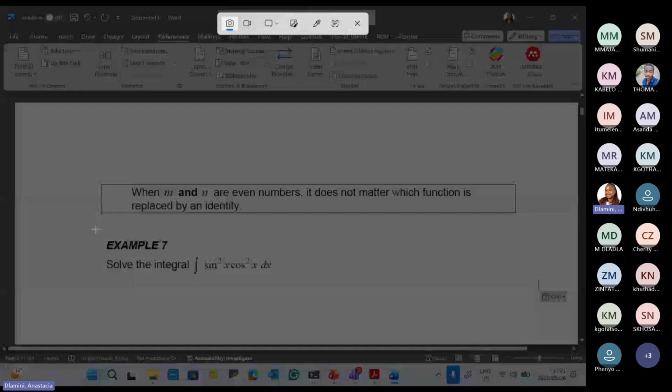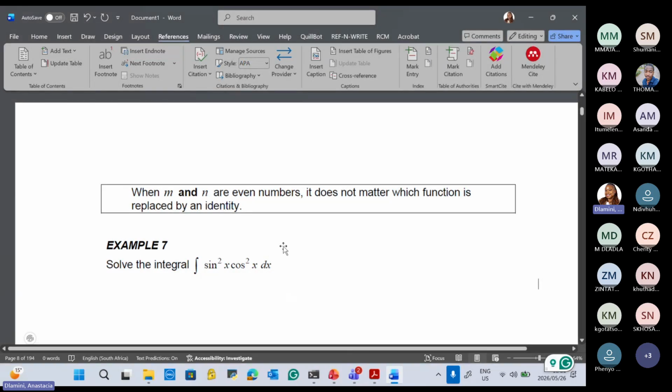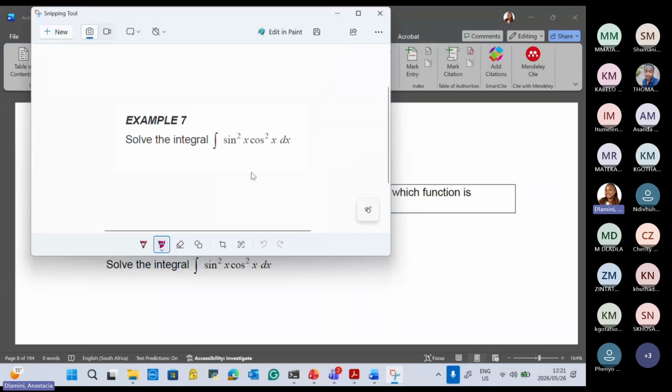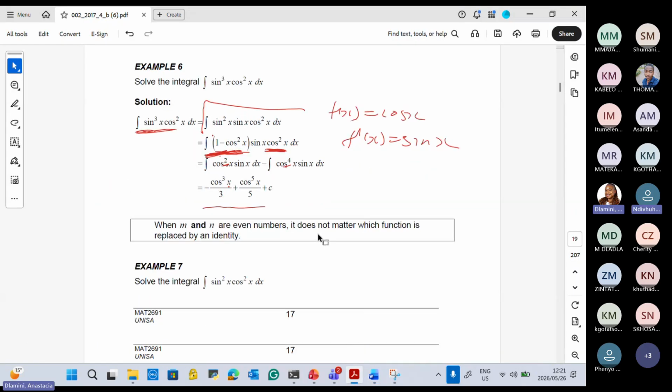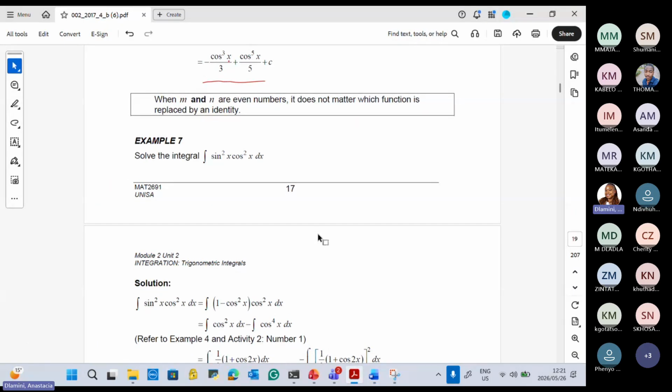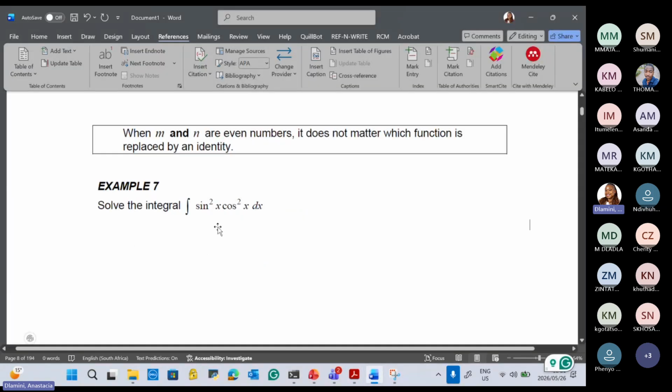So let's see which function they replaced with an identity in the study guide, so that we use a different one, because they say it doesn't matter. At the end of the day we'll get the same answer. They replaced sine, so let's replace cos. The identity they mean is sine squared x plus cos squared x equals 1. They replaced sine, we're replacing cos.